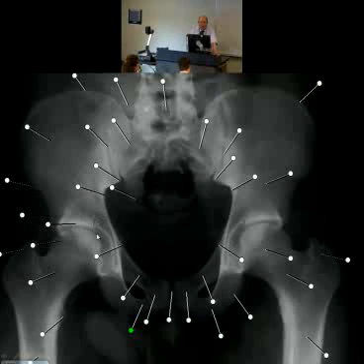Okay, this is not a fracture. Just a mere little defect, as it were, in the bone, or sort of that junction between the sclerotic area and the less sclerotic area.